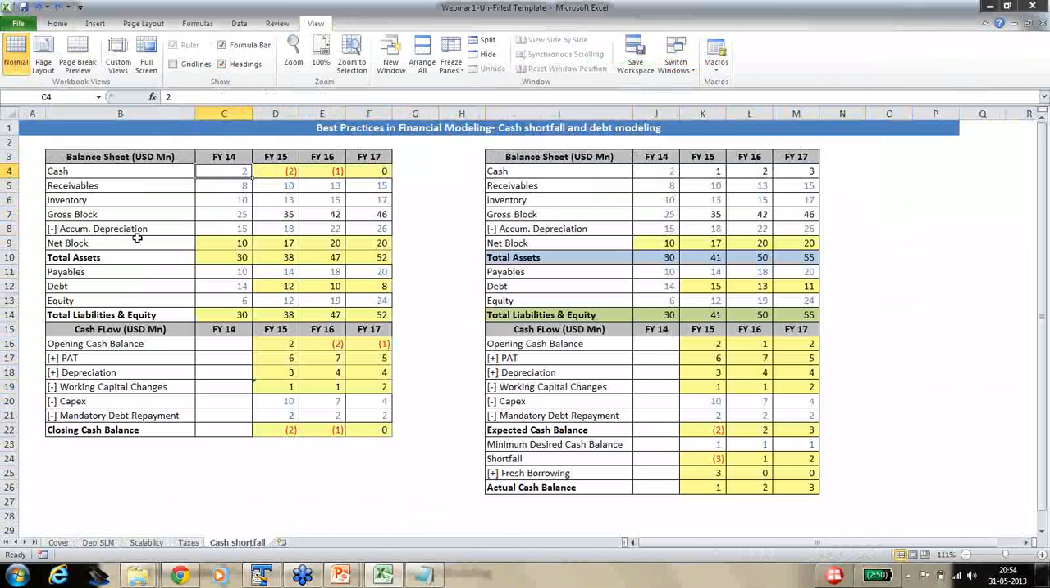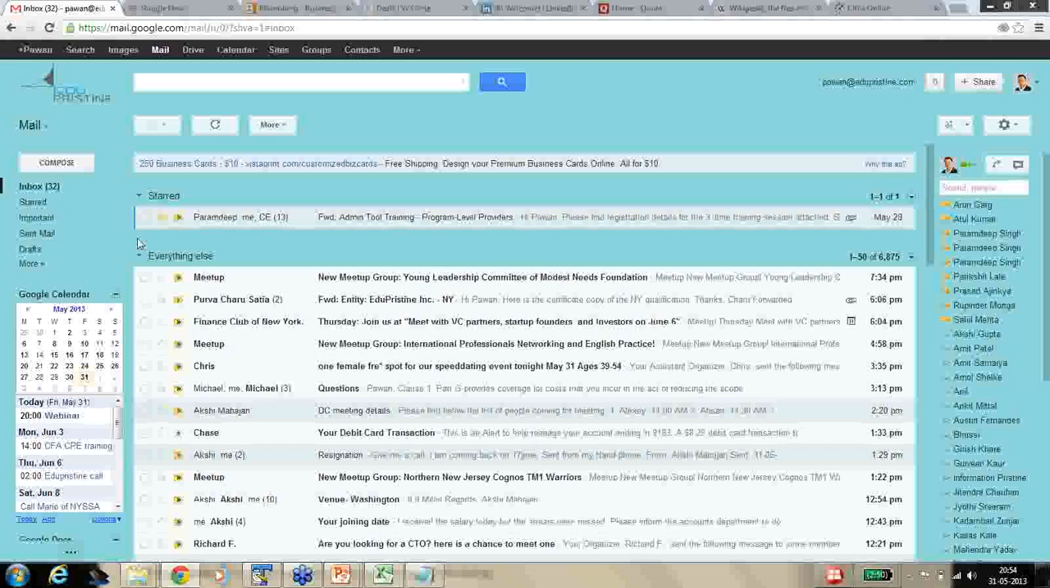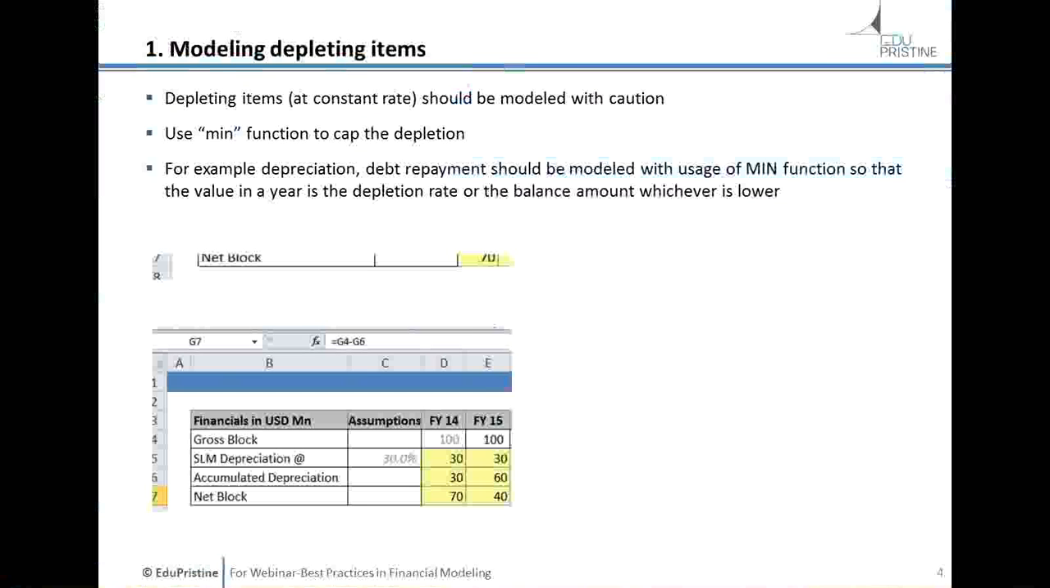Look at these two numbers, it is 2 minus 2. You cannot have negative cash in the balance sheet. So what you do is extra fresh borrowing, and then you put it in your balance sheet and model it. The cash cannot be negative. So these are the key 4 lessons which we thought we will learn in this.